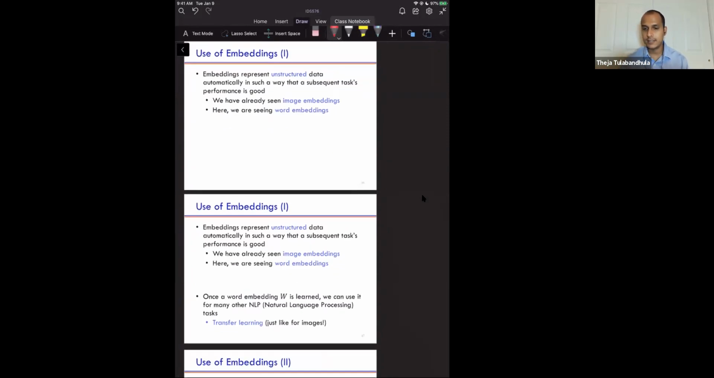If you look at the previous few minutes, I was talking about getting this W, right? So for each word, I want to get a vector, right? 300 cross 1, right? Or the W lookup table.